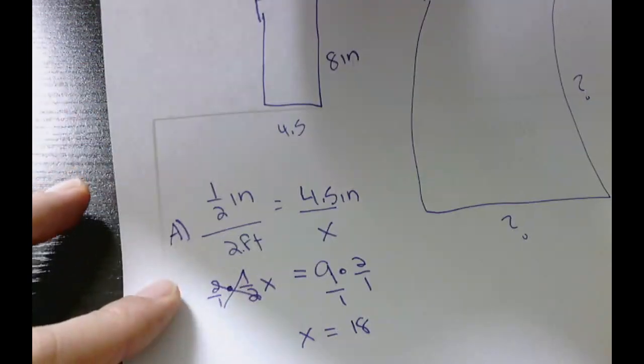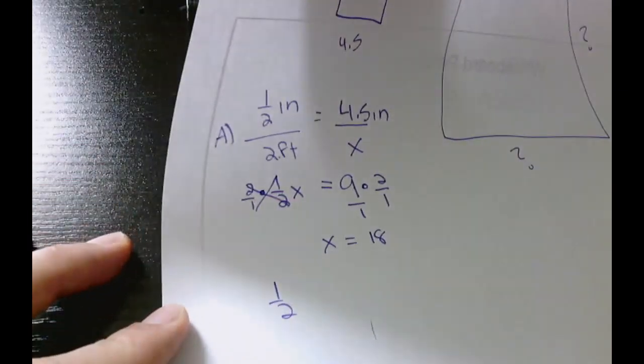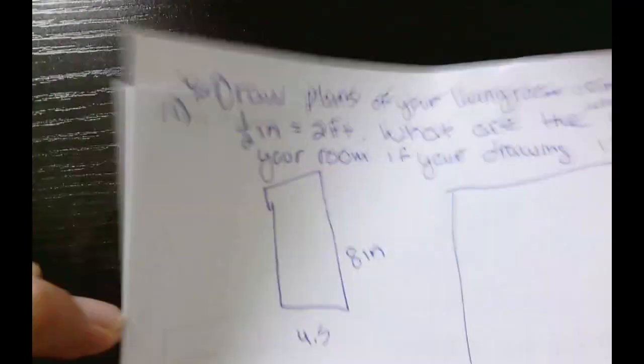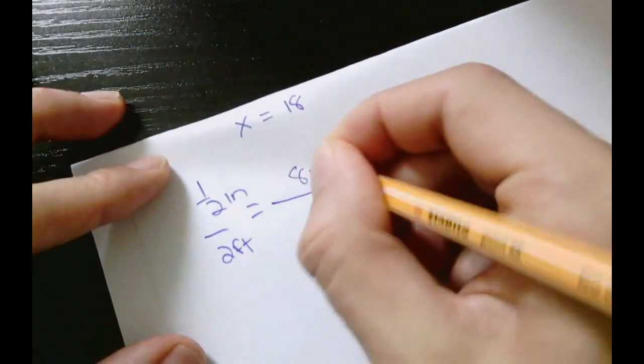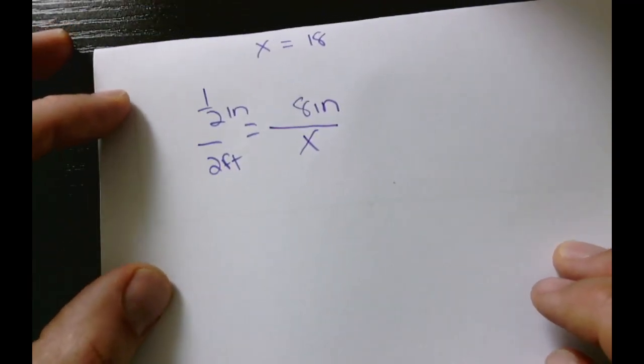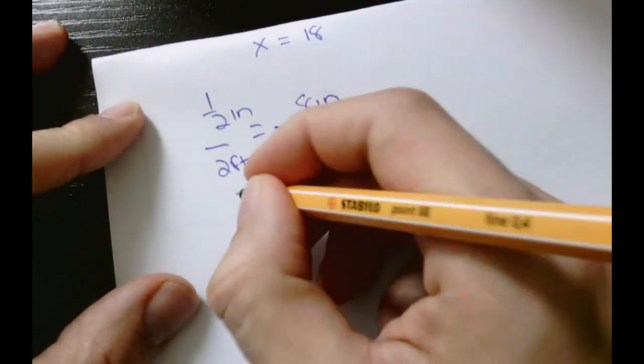So again, I'll use the same scale, which is a half. And the other side was 2 feet. 2 feet is equal to, and we'll pick the other number, which is 8. And again, we're talking about inches here because we're talking about the drawing. So we have 8 inches. Okay, so let's go ahead and figure out what the other side is. So we have 8 times 2, which is 16. And a half times x is 1/2 x.